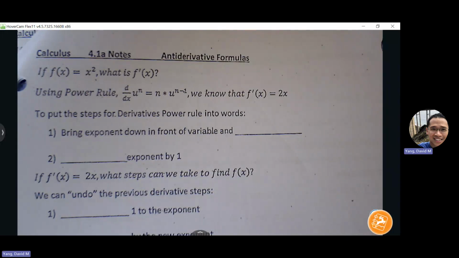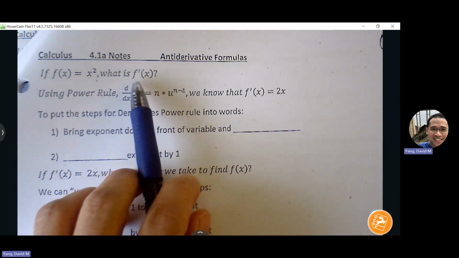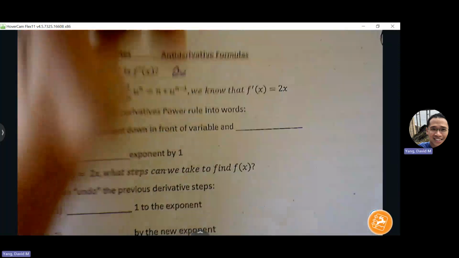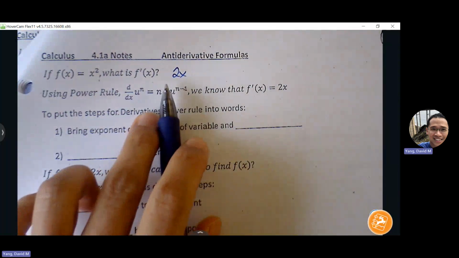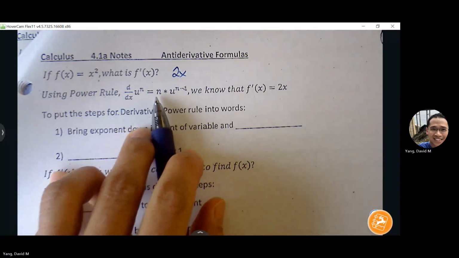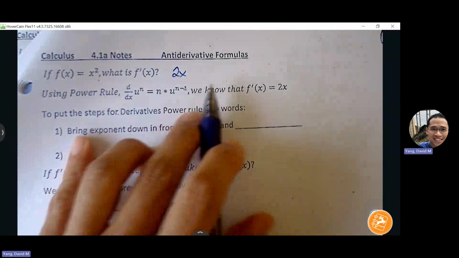So if we remember the power rule for derivatives, we're going to do a lot of similar things with the power rule for antiderivatives. So let's just review from first semester. If our function is x squared, what will be your derivative? It will be f prime, 2x, right? And let's think about what we do to get to that 2x. So here's the power rule: we bring the exponent down, and then we subtract 1 from the exponent. So that 2 from the exponent comes down, and we subtract 1.